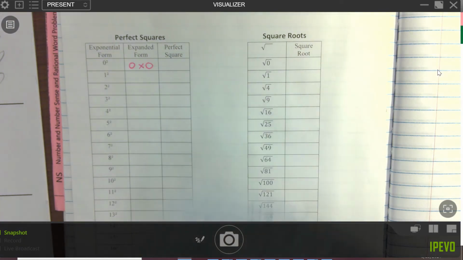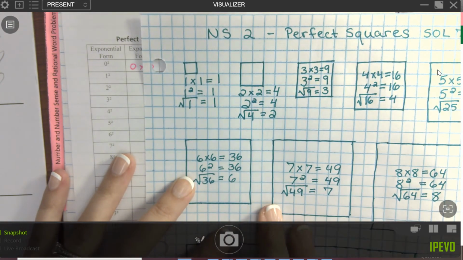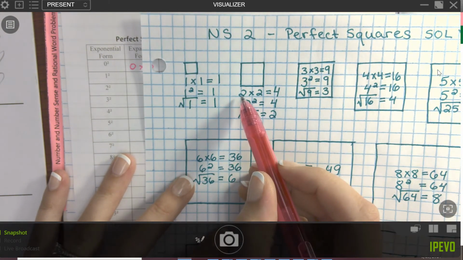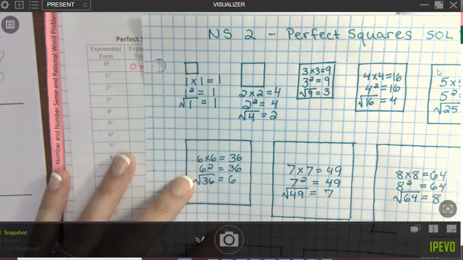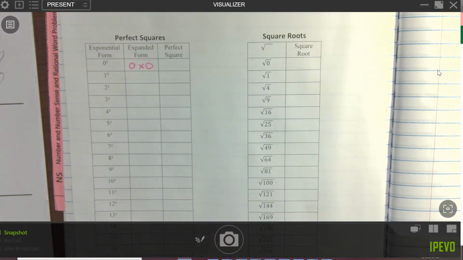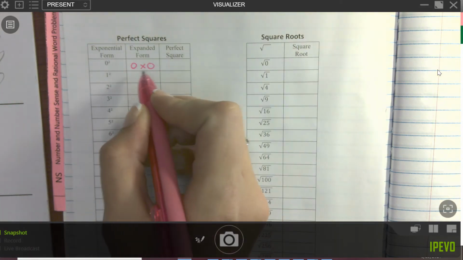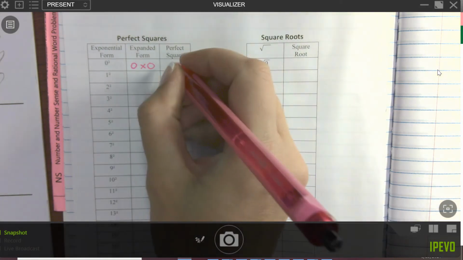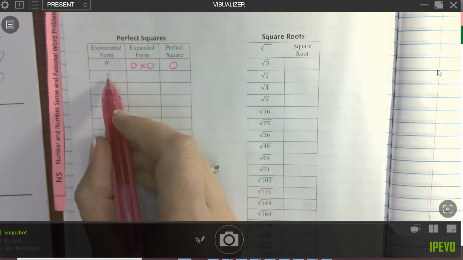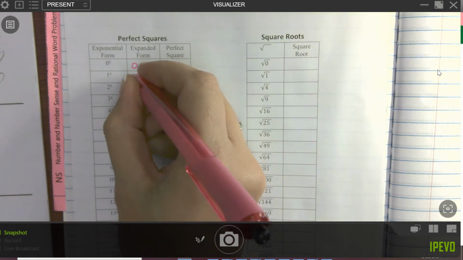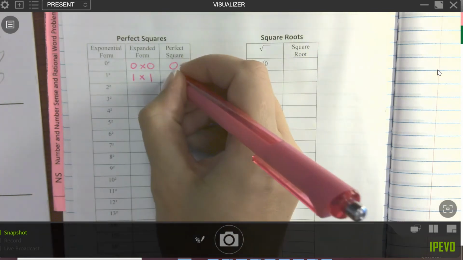Again, just going back to what we did with our graph paper. When we did our graph paper, we basically wrote it in expanded form first and then wrote it in exponential form. We're kind of undoing it and going the other way right now. So 0 squared means 0 times 0, which of course would give me 0. 1 squared would mean 1 times 1, which would give me 1.